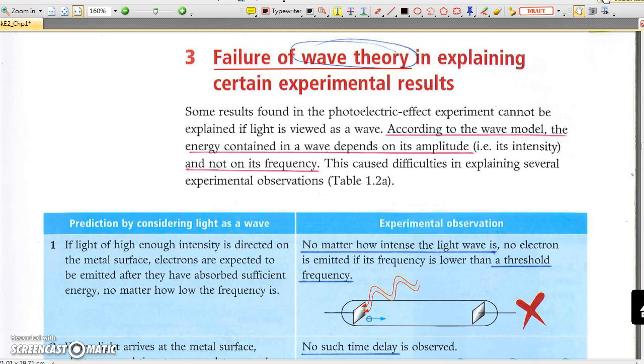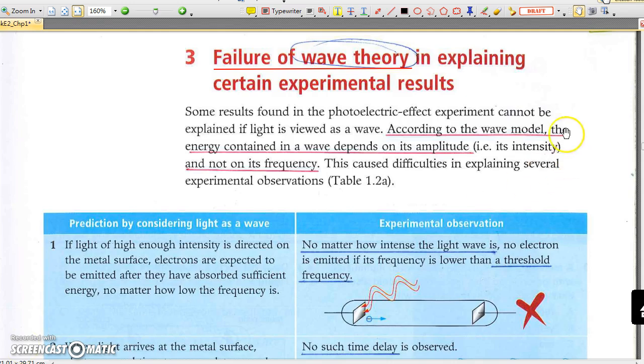So just now we have revealed the theory to explain the photoelectric effect, that is, by using the particle theory of light, the concept of photon. But in the old days, the scientists did not have that concept. They used wave theory, and then they could not find an explanation of the photoelectric effect.